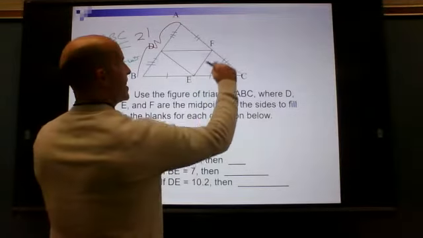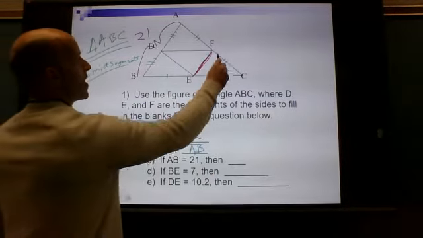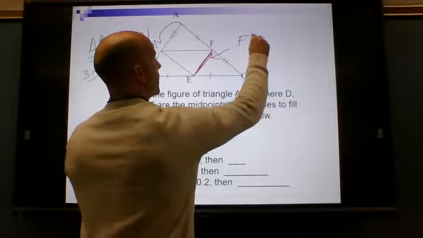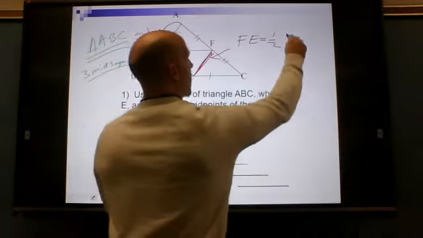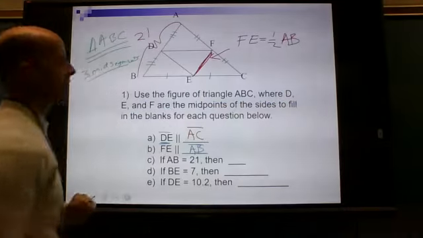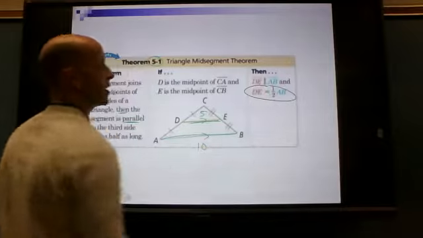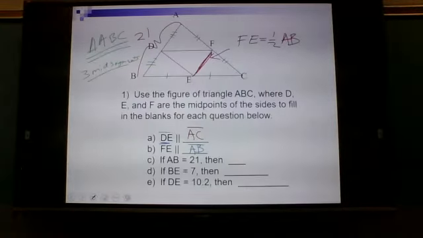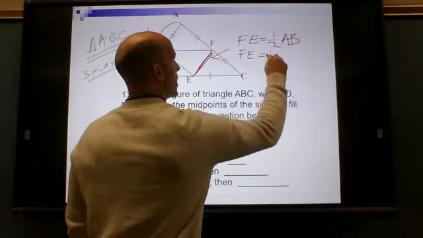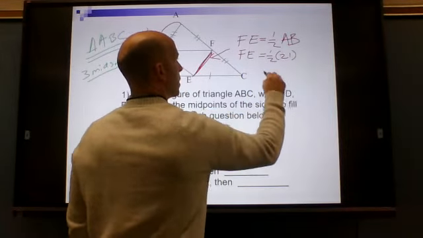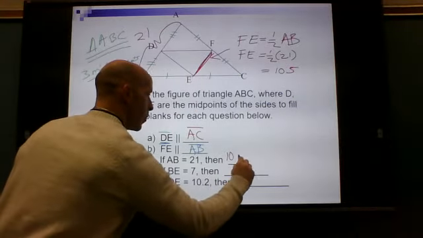Well, since we know this is the corresponding mid-segment to that side, I know that this side here, FE, has to be equal to 1/2 the length of AB. And that's exactly how we would write it. And if we go back and look at the theorem, that's exactly how the theorem is written as well. In other words, FE is going to be 1/2 of 21, which is 10.5. So this is going to be 10.5.